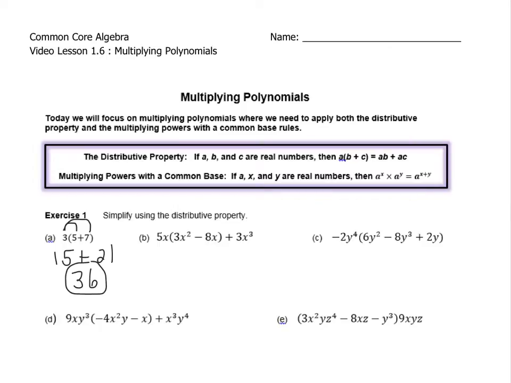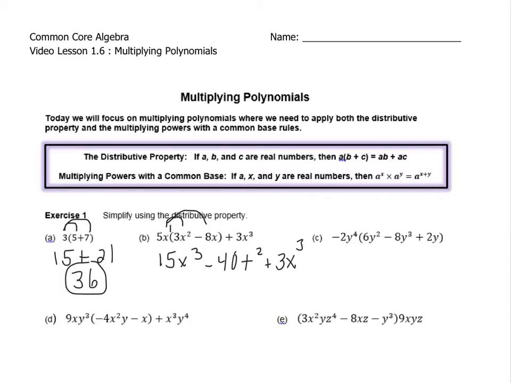Let's see what happens when you add exponents. Before you can combine like terms here, you've got to distribute to get rid of the parentheses. So 5x to the first times 3x squared gives you 15x to the third, because that's really an exponent of 1 there. And 5x to the first times negative 8x gives you negative 40x. And then you have a plus 3x to the third hanging off the end.